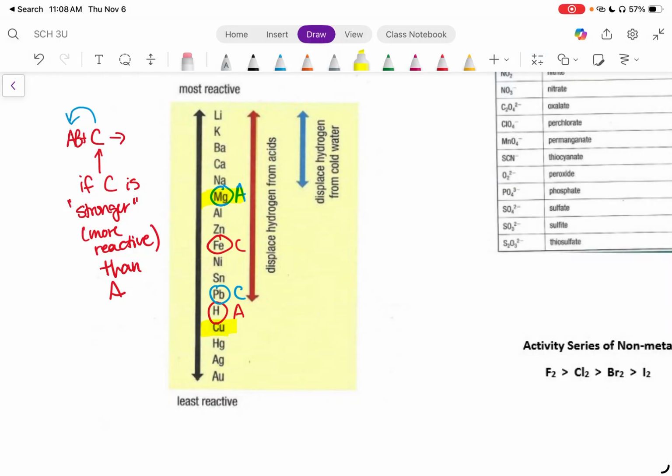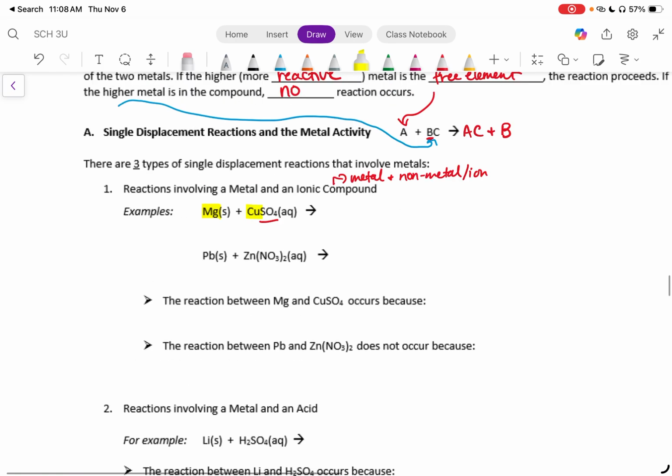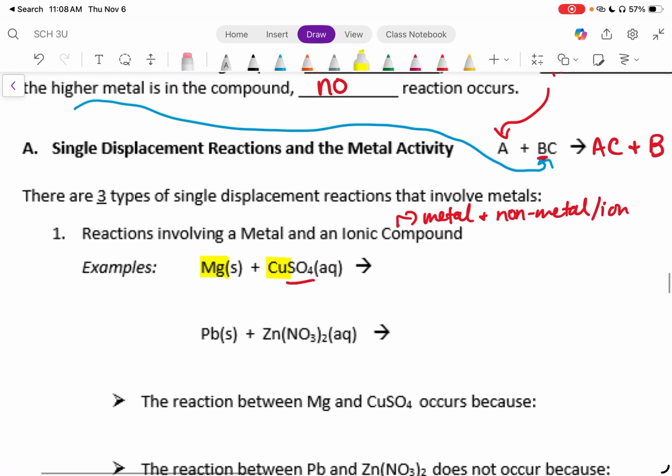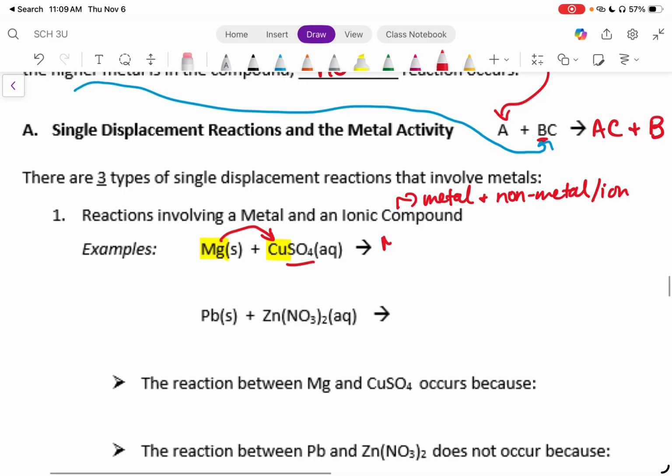So my magnesium is stronger than my copper. My magnesium is my free element, so my magnesium will want to bond more strongly. So my magnesium is stronger than the copper, so the magnesium is going to kick the copper out of its place, which is going to allow the magnesium to then be bonded with the sulfate.